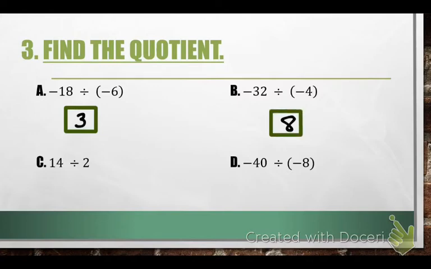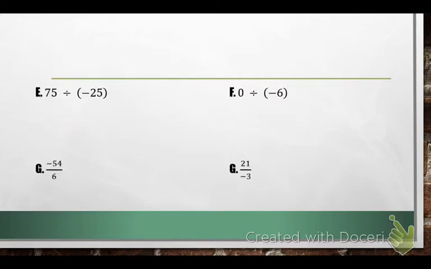Next one, Myra, 14 divided by 2. 7. Kendall, negative 40 divided by negative 8. 5 is correct, okay? Because there were 2 negatives, our answer is going to be a positive. Let's go to the next one.